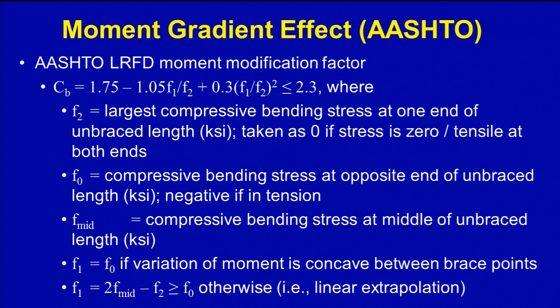Because when you go through this one, you'll notice F2 is the largest compressive bending stress at one end of the unbraced length, taken as 0 if the stress is 0 or tensile at both ends. F0, which we're getting into trouble right now because there's not an F0 even in this equation. But we've got an F0 compressive bending stress at the opposite end of an unbraced length, negative if tension. There's a middle stress here, and these two values are going to dictate what we actually use for F1 up in this expression. Okay? And it starts to talk about, gee, if it's concave between the brace points, I always have to sit down and say, what does it mean to be concave or convex? And it's one of these things you scratch your head a little bit.